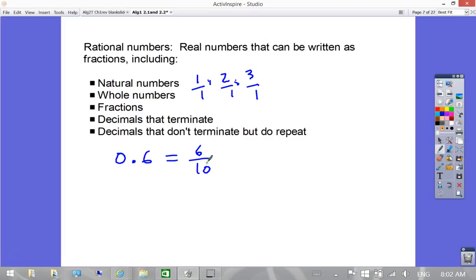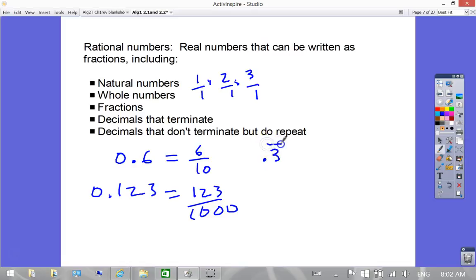Decimals also. If they terminate, then you're going to be able to do this kind of thing, right? Just put it over the right thing. What would be the fraction if I had 0.123? 123 over 1,000, right? That 3 is in the thousandths place, so it's 123 over 1,000. So even though it's written as a decimal, it can be written as a fraction. Now the one that may not seem like it is a rational number would be a decimal that doesn't terminate, something like 0.3. How do you write that it repeats itself?